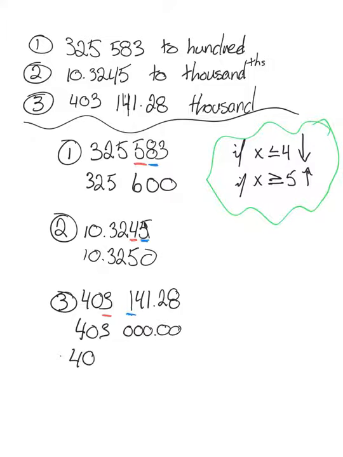Or 403,000, because you don't need the extra zeros after the decimal.